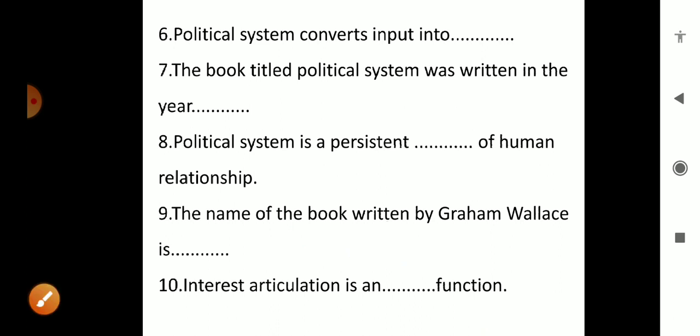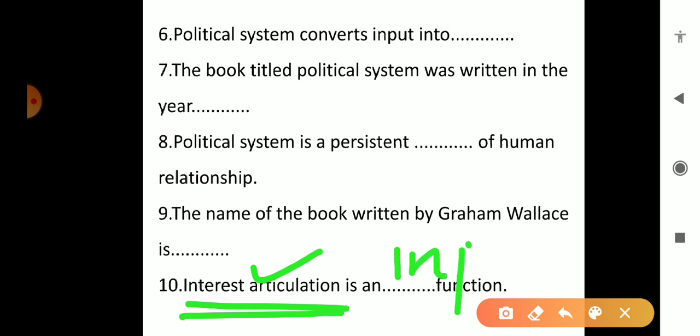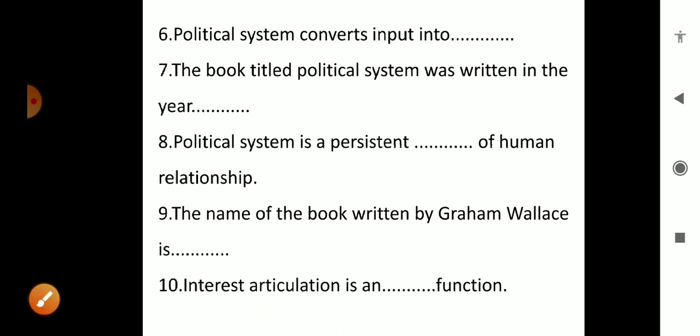Then, interest articulation is an input function or output function of the political system. We know interest articulation, right? Interest articulation is interest को इकट्ठा करना, लोगों का जो भी interest है, उसको इकट्ठा करना, फिर decision देने में आता है. So interest articulation is an input function. Okay, so this is the answer.